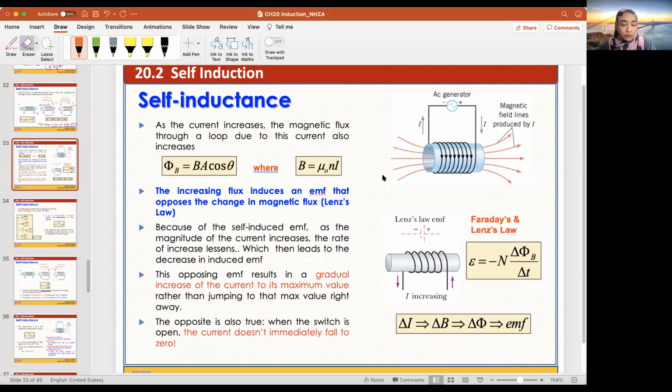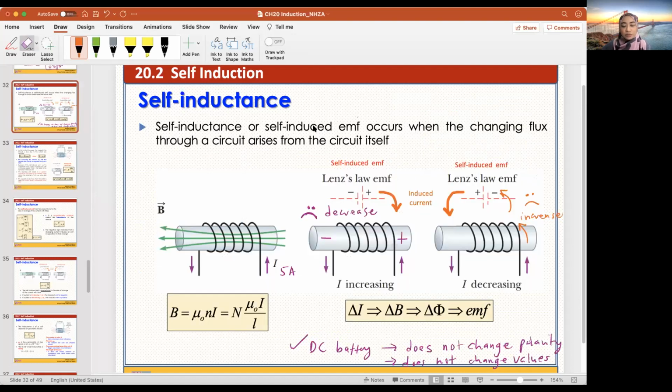Okay, so now that we talked about the concept, obviously it comes with the equation. So as the current increases, the magnetic flux through a loop due to this current also increases. So now when you increase a current, let's go back to the picture. When you increase the current, you are actually changing the magnetic flux. How? So this is your change in I. Your change in I contributes to the change in B because of this equation.